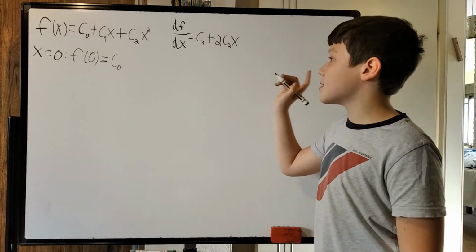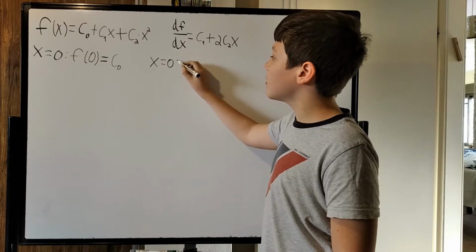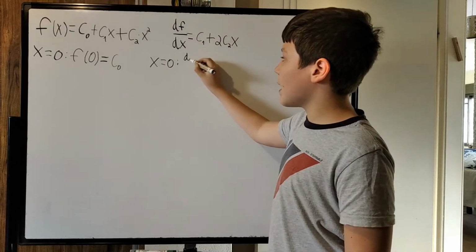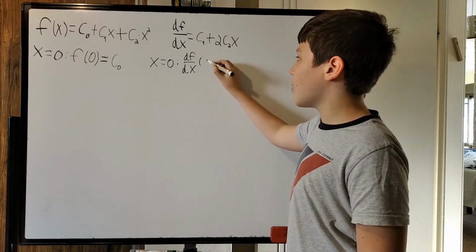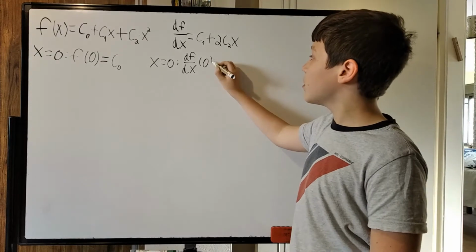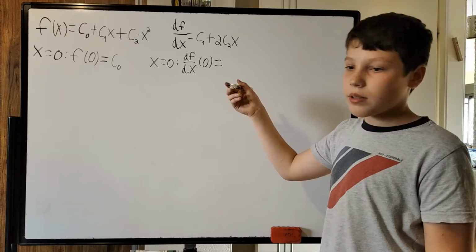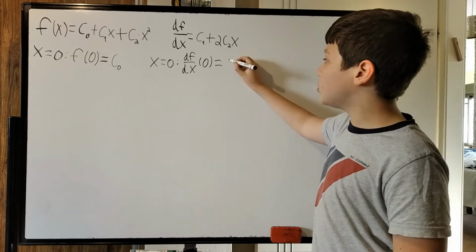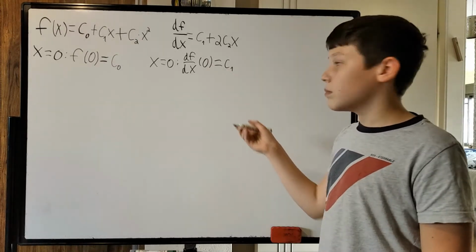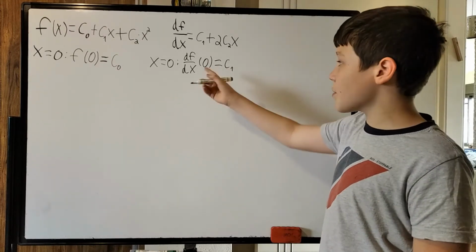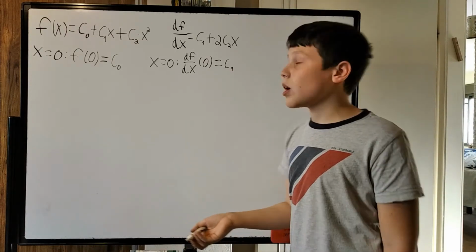And then a similar thing happens. Plugging in x equals 0, we'll get that the derivative df over dx evaluated at 0 is 2c2 times 0, and anything times 0 is 0, then plus c1, so just c1. Now we found what c1 is: it's the first derivative evaluated at 0. And now you can probably see where I'm going with this.